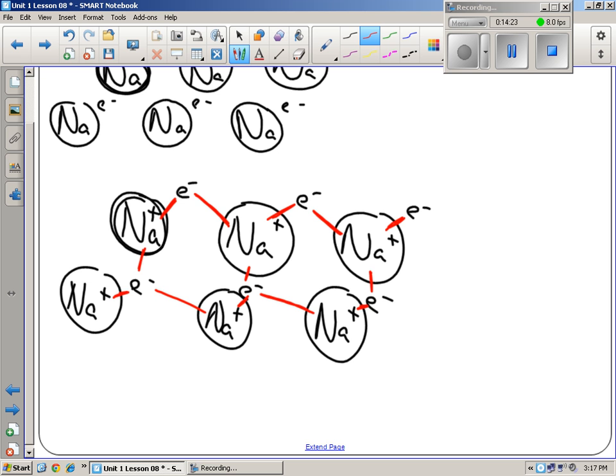Which one's stronger? Ionic compounds, opposites attract, or metallic elements, opposites attract? Somebody say ionic. Ionic. You're both right. It's a trick question. They can be equally as strong. Now, some are stronger. So we have some stronger metallic elements, and we have some stronger ionic compounds.